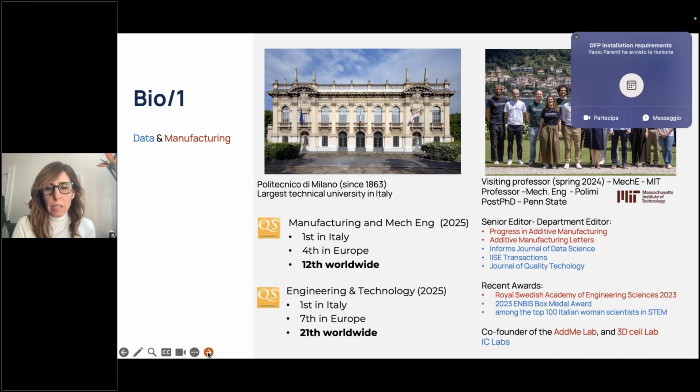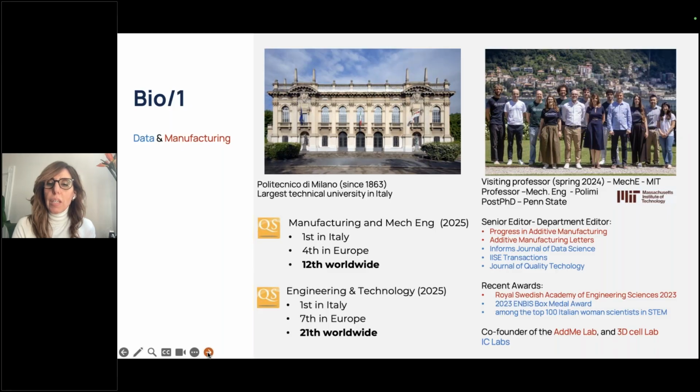On the other side, as was mentioned, is my connection between, on the one side, additive manufacturing and the advanced manufacturing world. On the other side, as you can see in my small CV, you'll see a couple of colors. The red one represents my hardware part. So as you will see, I'm also co-leading some labs.